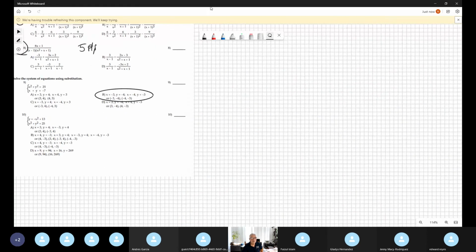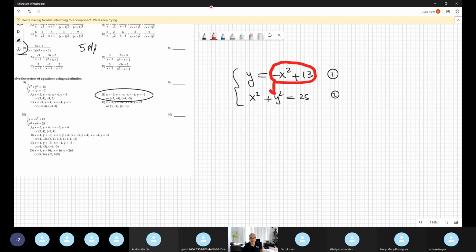You have one equation where I take advantage that y is isolated already. Equation 1, so I don't need to do this job. X squared plus y squared equal 25, equation 2. Okay, that's the idea. The idea is you take this expression, it's already isolated, plug it in here.